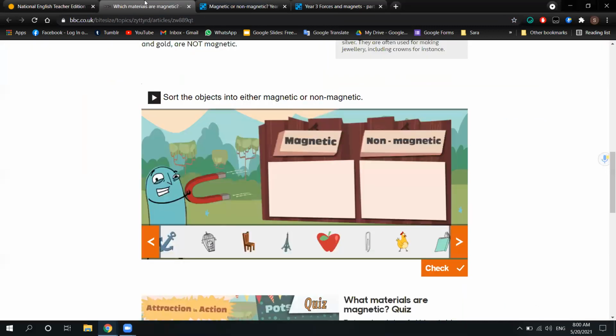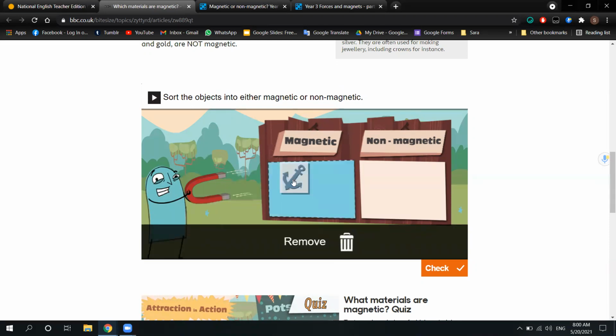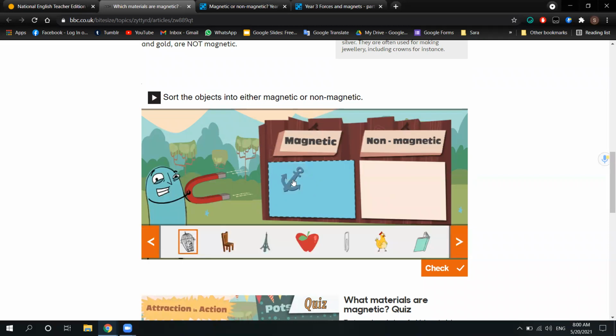So now let's see the first exercise. Here we have the magnetic and non-magnetic, and we're going to guess which things are magnetic and which are not. And I need you to know that magnetic things are made of what? Iron and steel, okay? So let's start with this one. It's made of materials that we know or that you don't know, guys. So it's going to be magnetic.